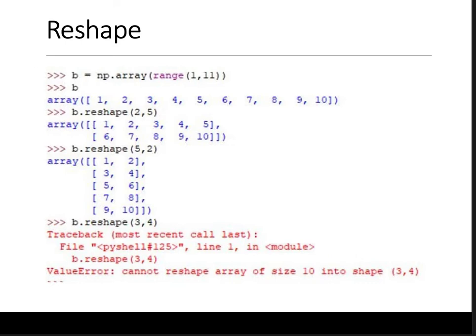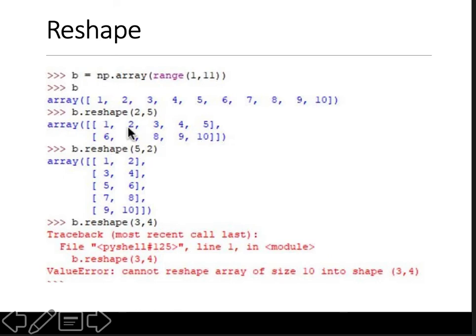The how part is, if you have an array, by now you should know what this line means. Again, range is first to include, last to exclude, meaning the numbers here are 1 through 10, created as an array and put in this variable. You check the variable, 1 through 10. Now we're saying take that variable and reshape it into 2 rows, 5 columns.